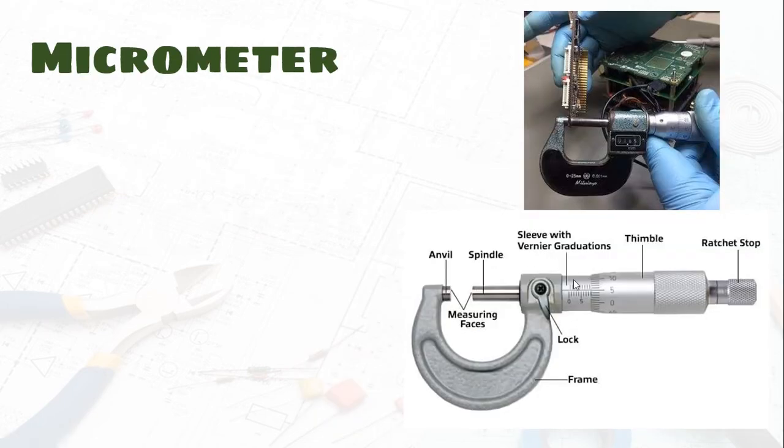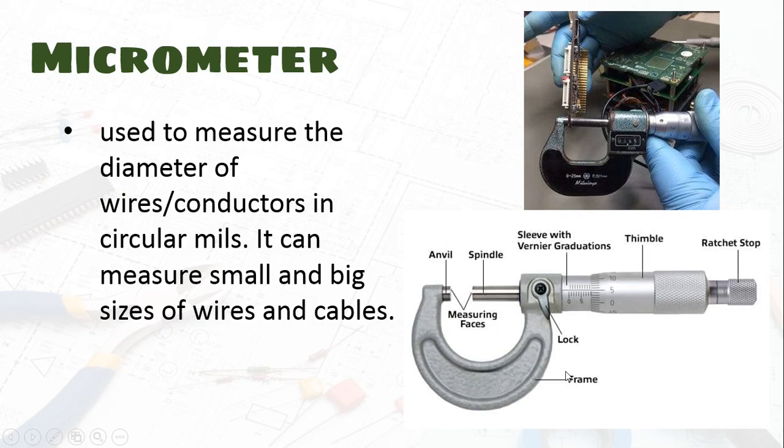Next is the micrometer. Ito nakita natin yung clamp kanina. Parang clamp, diba? It is used to measure the diameter of the wires or conductors in circular mills. So it can measure small and big sizes of wires and cables. Dito natin inilalagay yung wires and cables na kung saan titingnan natin gaano ba siya kakapal, gaano ba siya kanipis.